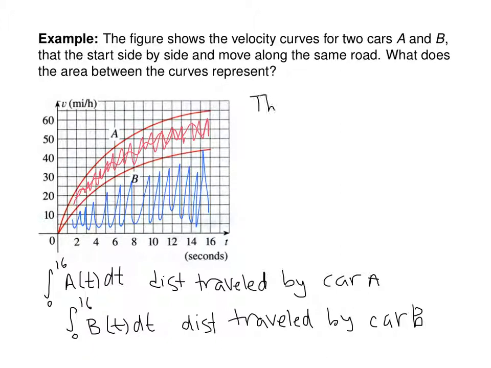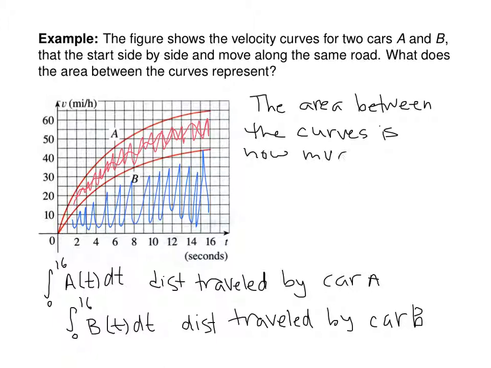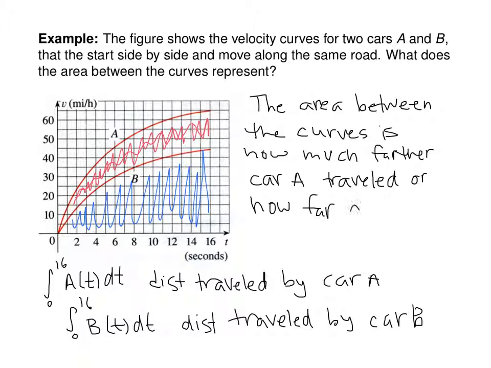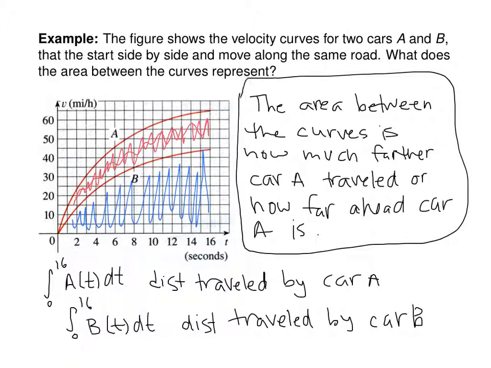So the area between the curves is how much farther car A traveled, or how far ahead car A is of car B. So that is what that means.